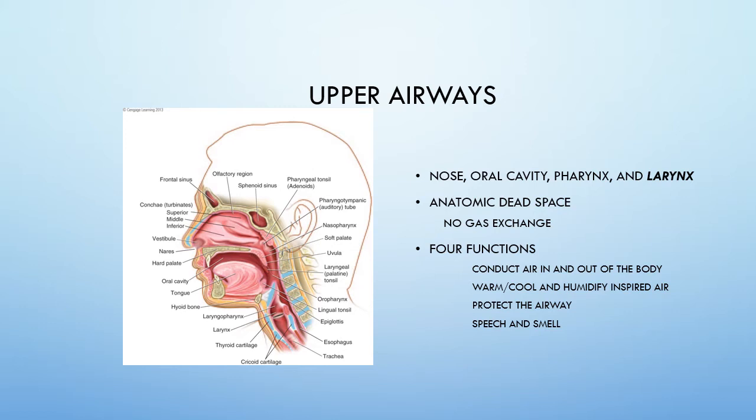There are 4 functions for the upper airways. They conduct warm air in and out of the body. They either warm or cool the air, depending on how hot it is outside, and they humidify all the air you breathe in. Another function of the upper airways is to protect the airway so that you don't get dirt, bugs, grasses, nasty gases. Even a lot of bacteria and viruses are screened out by the airway.